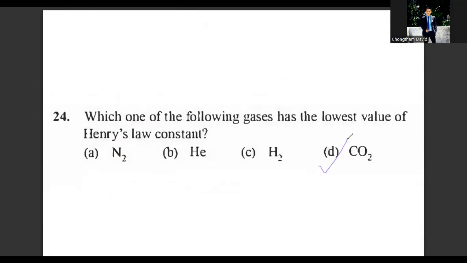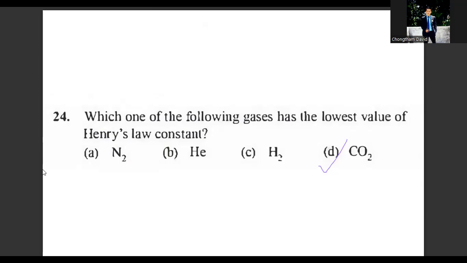It would be carbon dioxide, because according to Henry's law, the mass of a gas dissolved per unit volume of solvent is directly proportional to the pressure of the gas at constant temperature. That is, mass is equal to Kp, as you know. As the solubility increases, the value of Henry's law constant decreases. And carbon dioxide is more soluble in water among the given set of gases. This is the answer for question number 24.